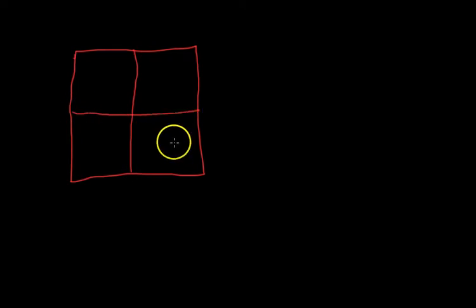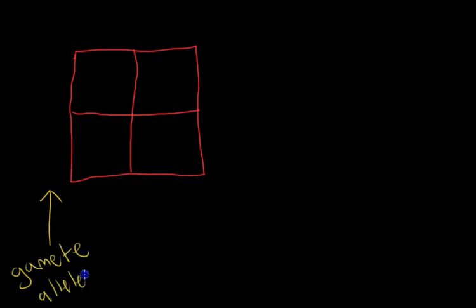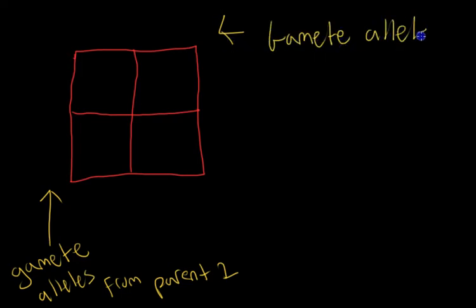First, this is not going to be the best square for sure, because my penmanship on this tablet is not perfect. But basically, what you want to know is how to set this up first. What's going to go on this side is going to be the gamete alleles from parent 1, and this side will be the gamete alleles from, you guessed it, parent 2.